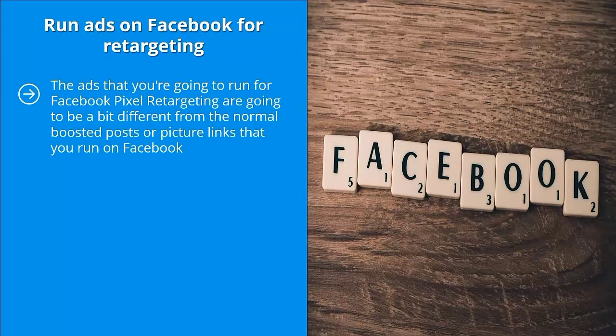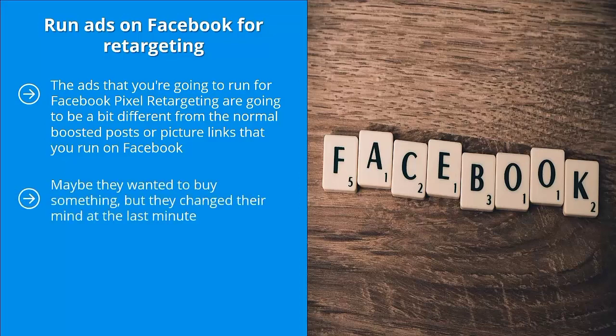The ads that you're going to run for Facebook Pixel retargeting are going to be a bit different from the normal boosted posts or picture links that you run on Facebook. Instead, these are going to try to achieve two things. One, you can remind people about what they did. Maybe they wanted to buy something, but they changed their mind at the last minute. Perhaps they were reading some sort of conversion article and were about to enter their email address, but they didn't. Whatever the case may be, you're reminding them to come back to what they were doing before.